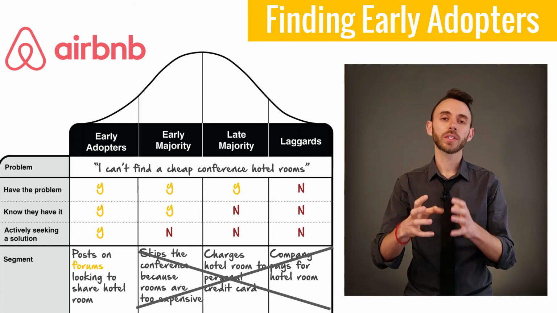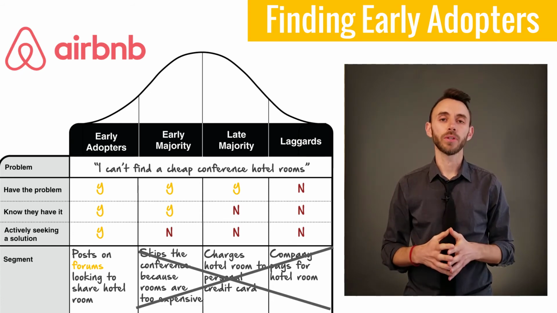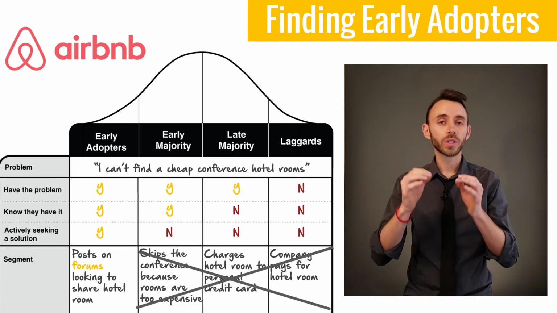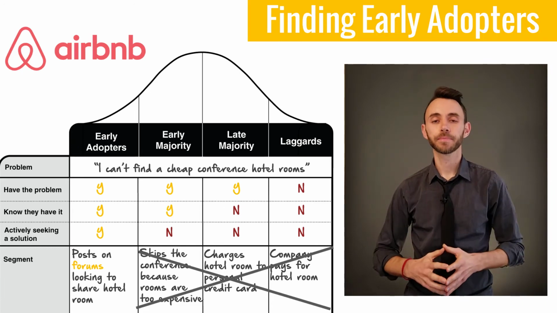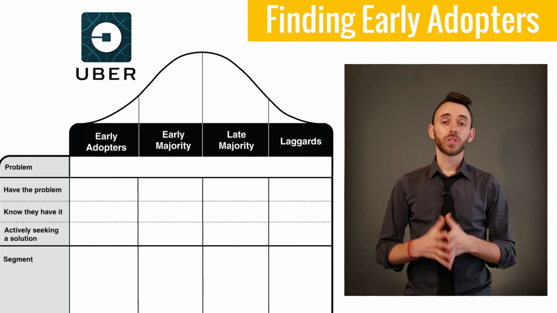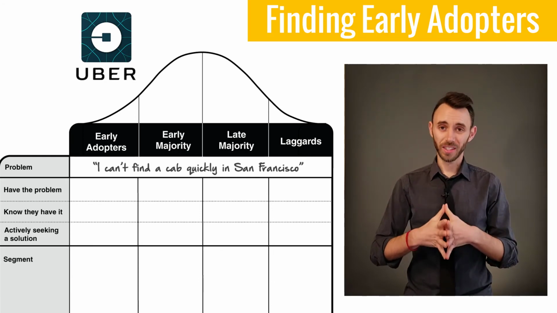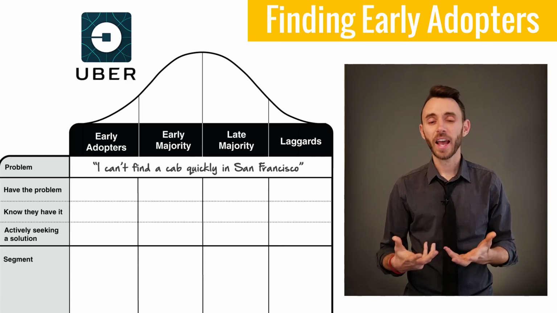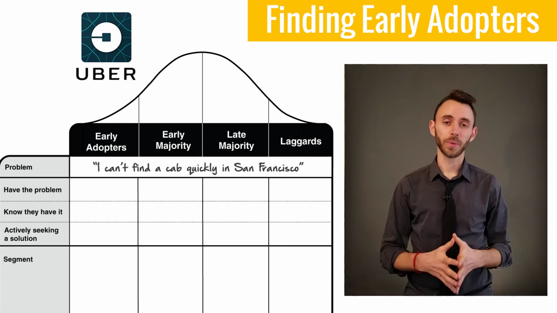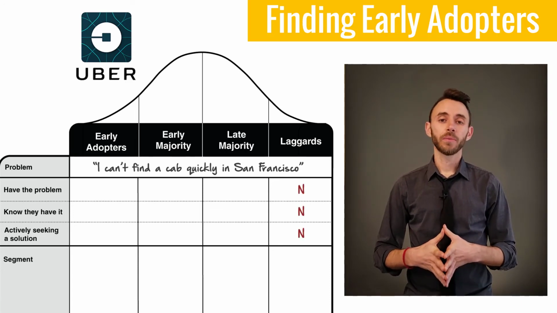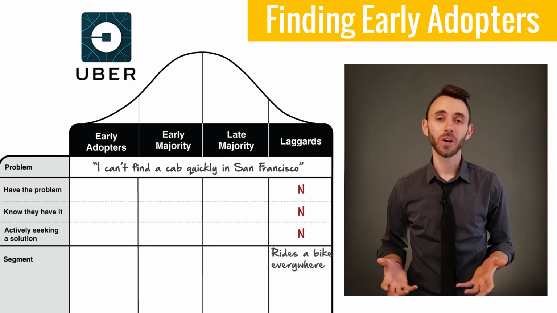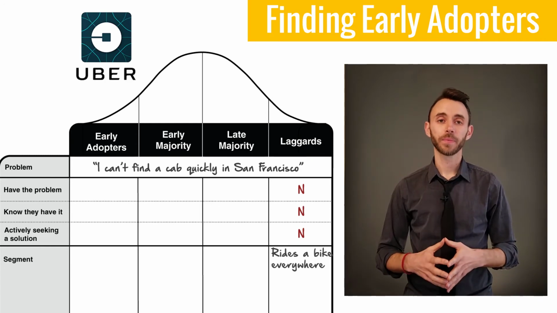So we really want to focus their attention on their early adopters, and we use their solution-seeking behavior to tell us where to find them. Another case study that's fun to use is Uber. You can think about the pre-Uber days. The problem they were trying to solve is that it's difficult to find a cab in a big city like San Francisco. So a laggard is someone maybe who doesn't take cabs at all. They ride their bike everywhere.